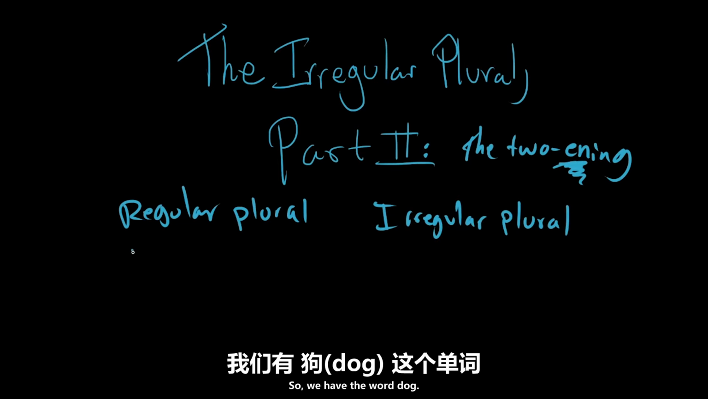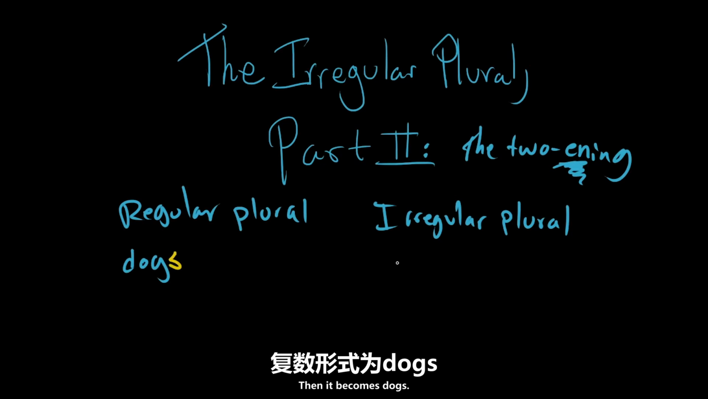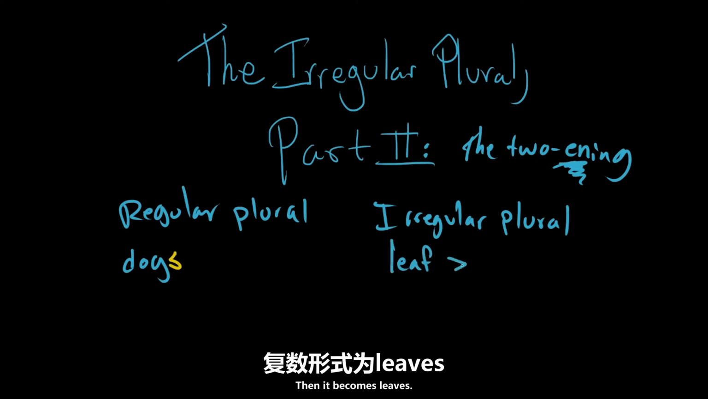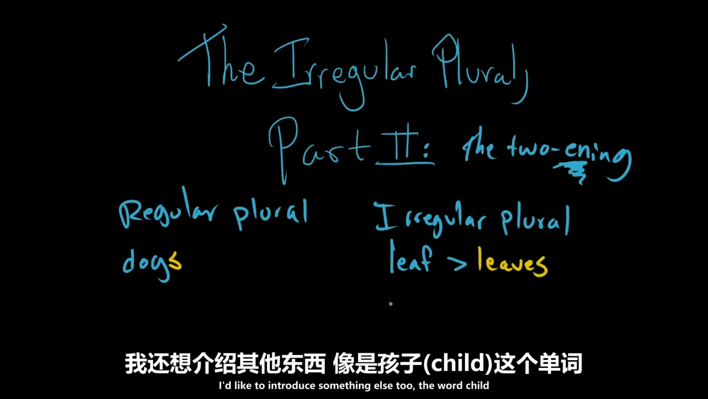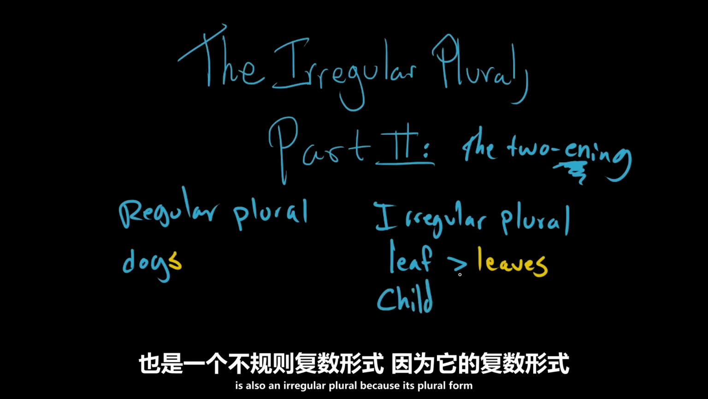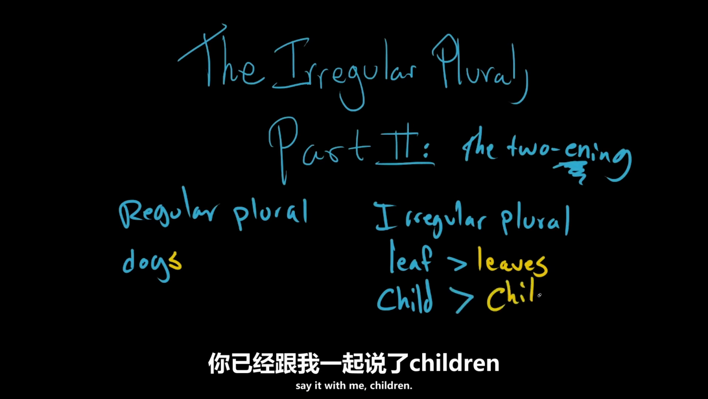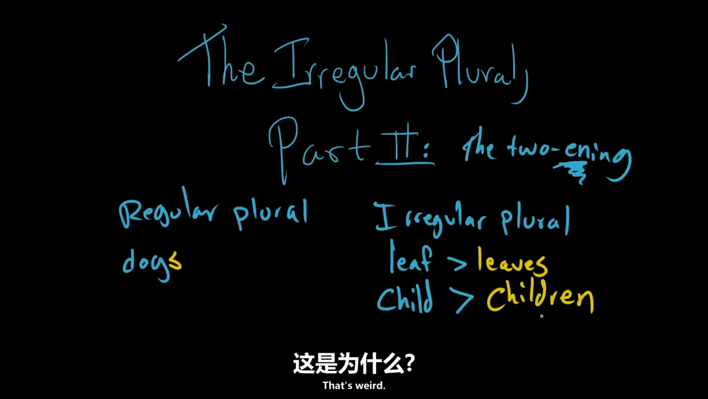So we have the word dog, and it becomes dogs. We have the word leaf, and it becomes leaves. I'd like to introduce something else, too. The word child is also an irregular plural, because its plural form is not childs, but in fact, you ready? Say it with me. Children. Whoa, that's weird. What is that about?